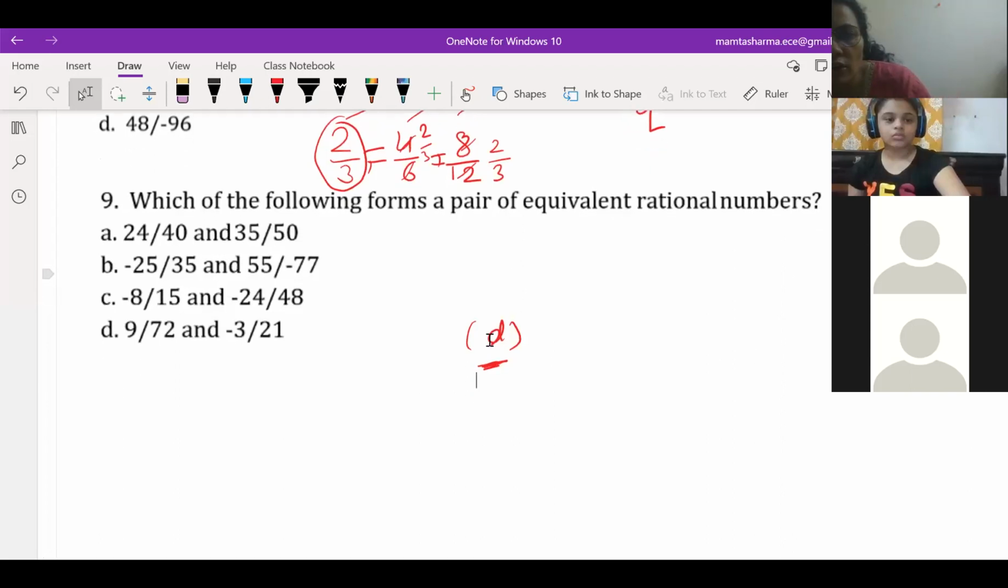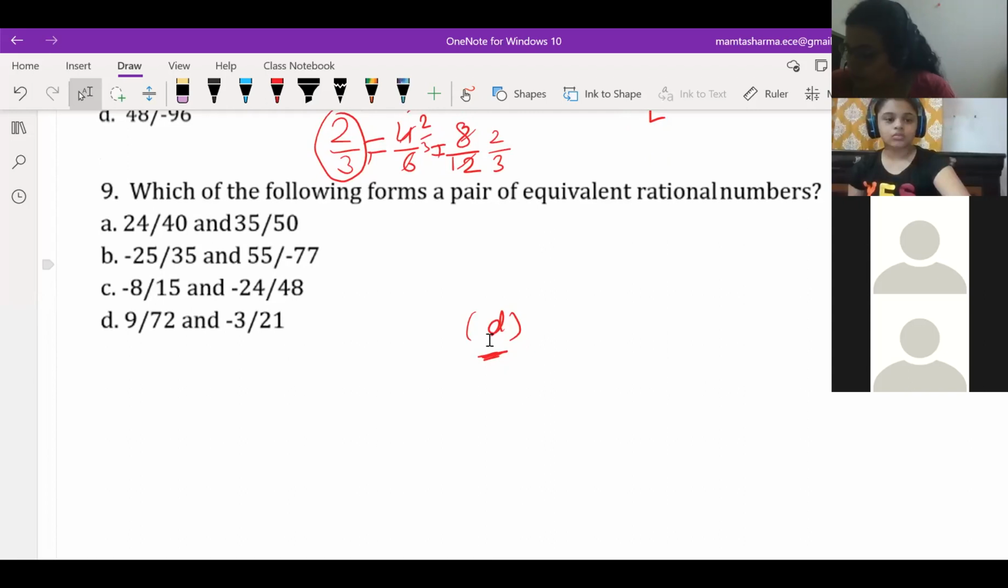Which of the following forms a pair of equivalent rational numbers? They all are rational numbers. Find out which pair is equivalent. Yes, ma'am, one second. The rest of you, please solve it.